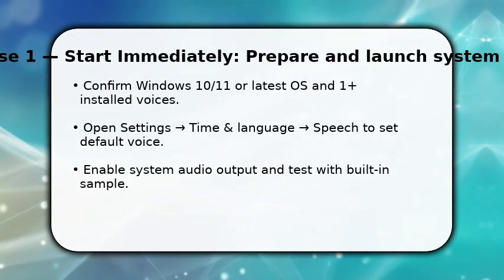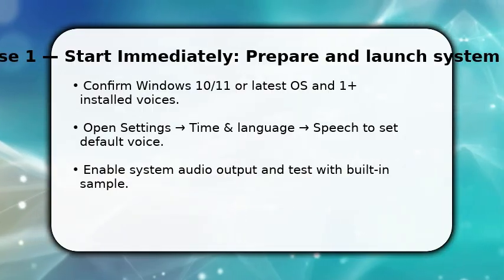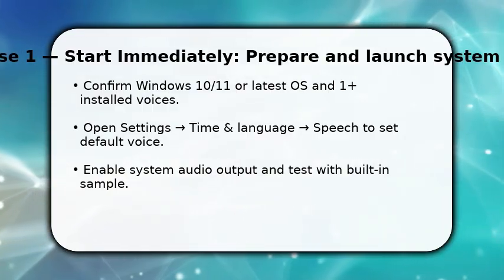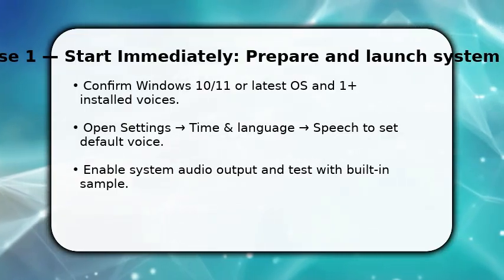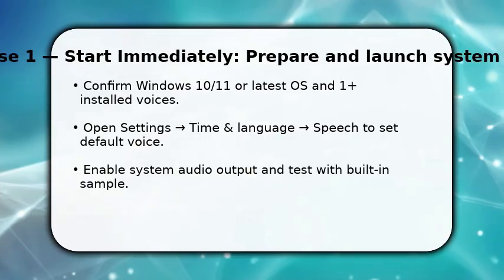You start by using the system text-to-speech engine because it's the only consistent way on a PC. Open Settings, go to Time and Language, then Speech. Choose a voice and sample it so you know how it sounds. Once done, set that voice as the default and make sure your audio device is active.